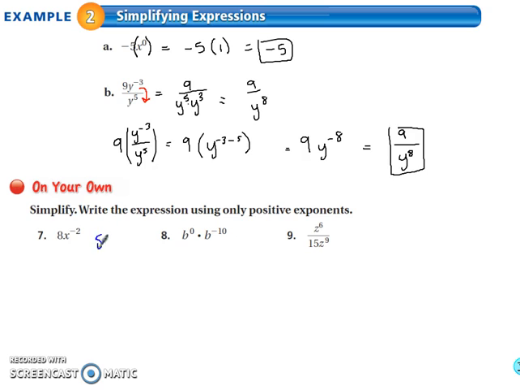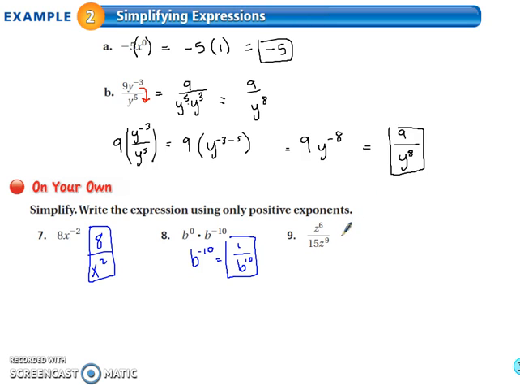Number 7, we should have 8 over x to the positive 2nd power. Number 9, I'm going to start by adding my exponents. I end up with b to the 0 plus negative 10, which is just b to the negative 10. But this is not simplified because my exponents are not positive, so I'm going to simplify all the way by writing this as 1 over b to the positive 10th. We just drop that b to the other side of the fraction bar.